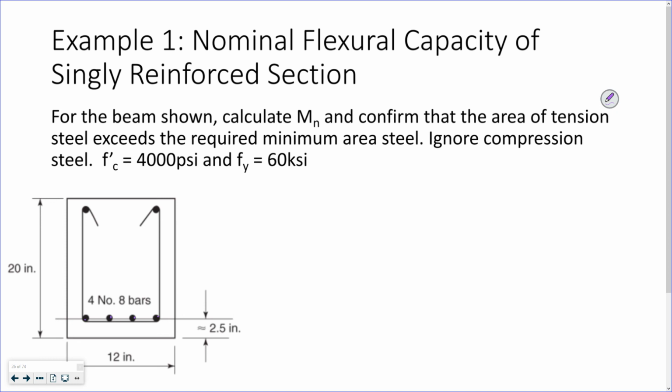Let's get going. So let's see, my width of my beam, B, we could do it in purple if we wanted. B is 12 inches. My depth from my extreme compression fiber to the tensile reinforcement, D, is 20 inches minus that 2.5 inches, which is 17.5 inches.